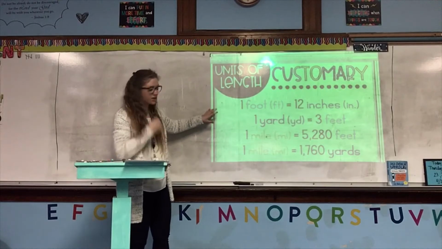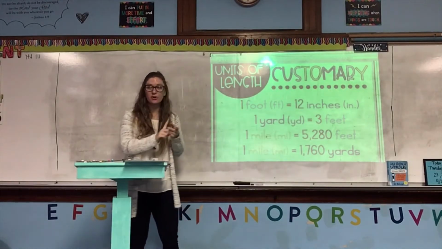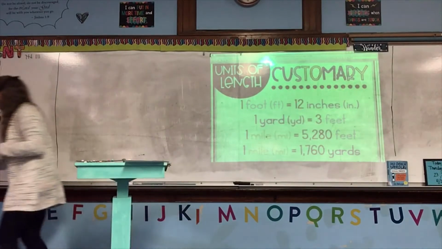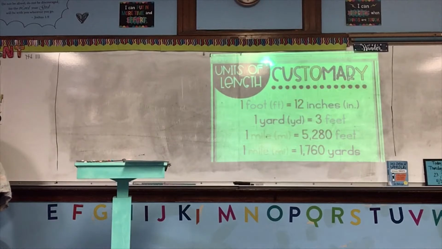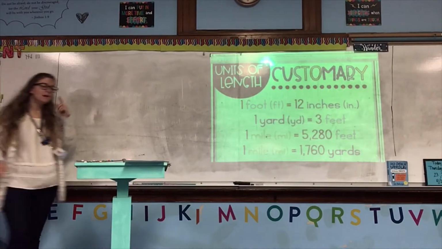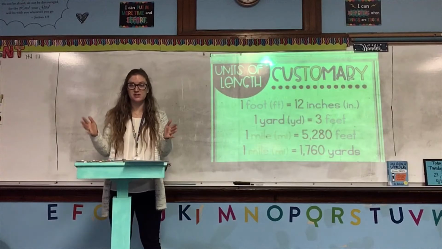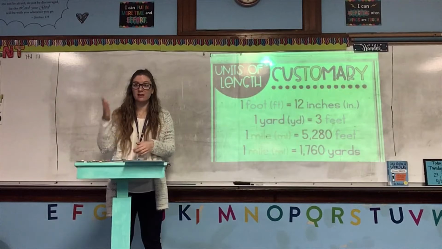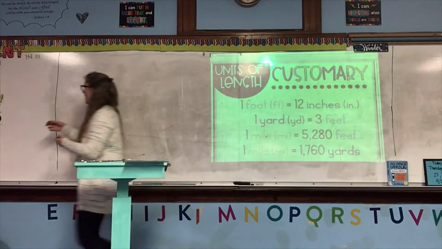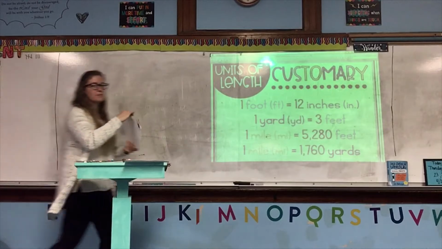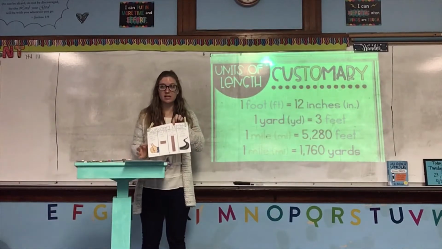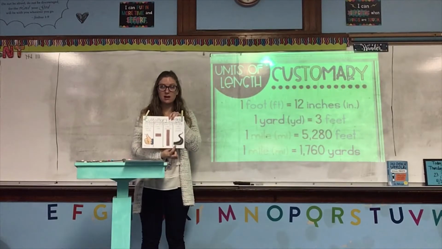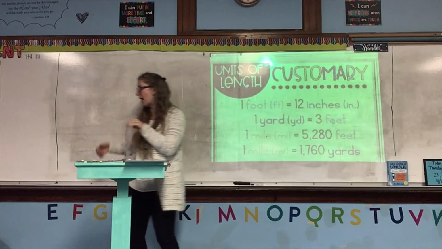On this anchor chart, we have our units of length: our feet, our inches, our yards, and our miles. Remember, we learned about that yesterday. You had that anchor chart from yesterday that listed all of the customary units of length from shortest to longest. I put it right here on the board, so you can look at that too. We know that the shortest is an inch, and then we go to a foot, and then a yard, and then the longest, which is a mile.